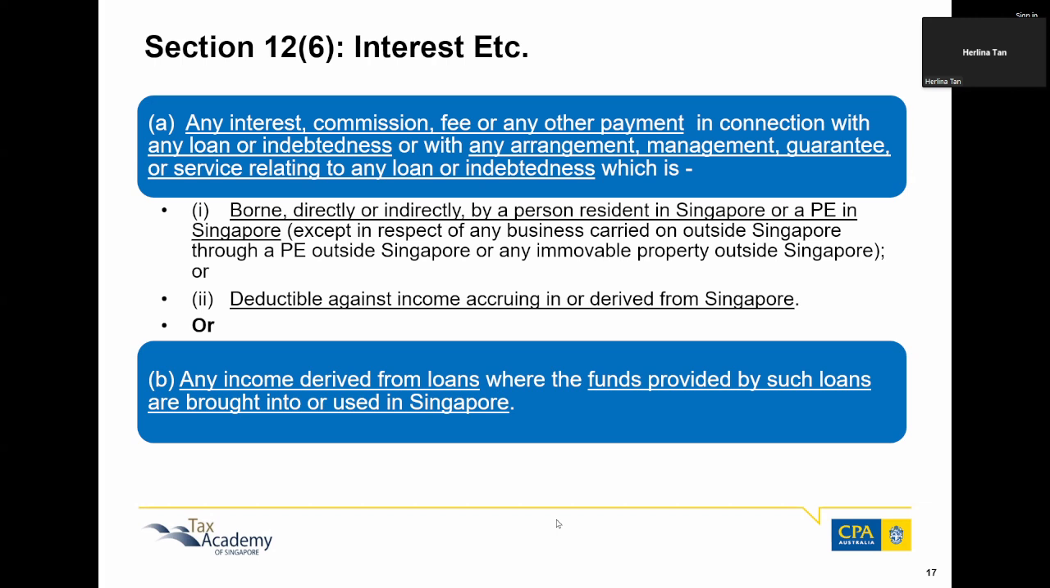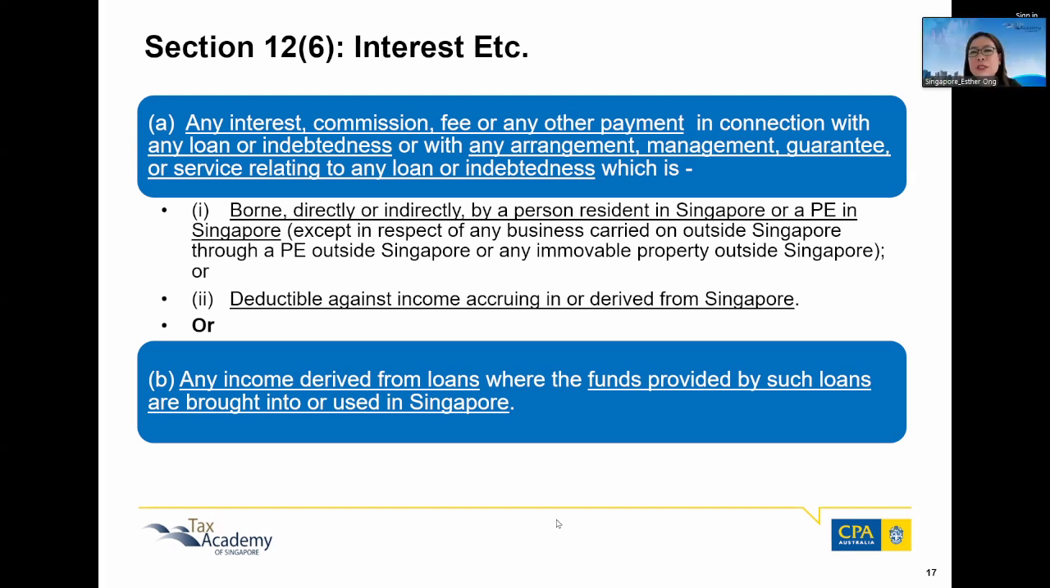So in this case, if the US supplier is a Singapore tax resident, then of course no withholding tax. You'll be subject to tax in the normal way. But if your question is about a non-resident that has a PE in Singapore, then it depends on the type of payment.